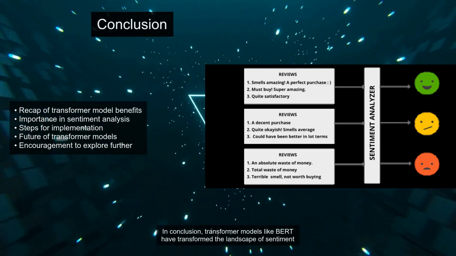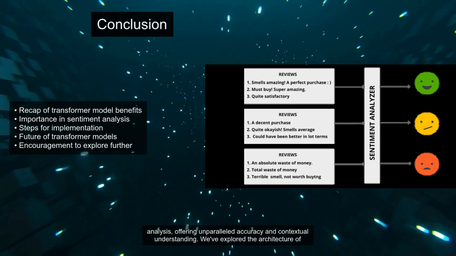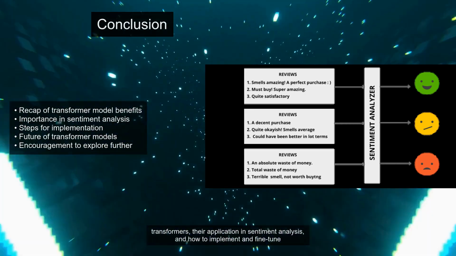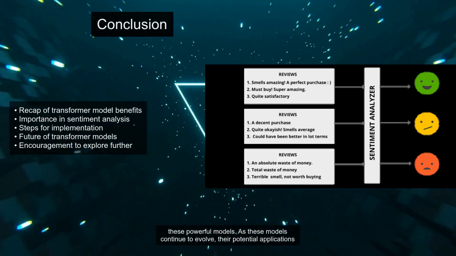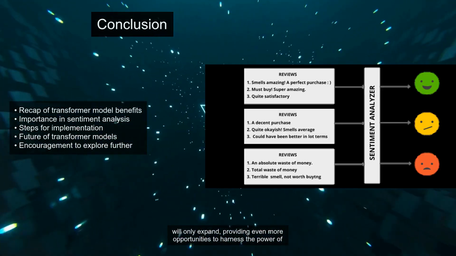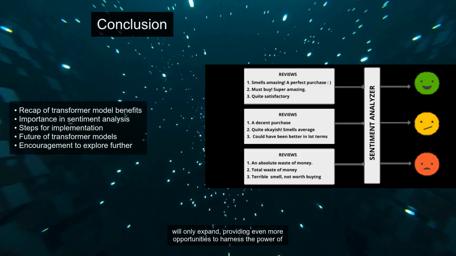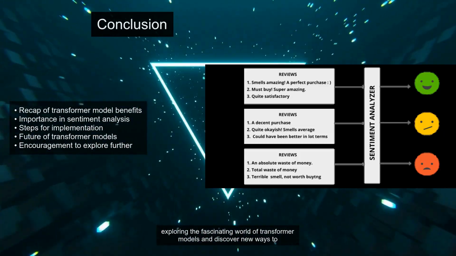In conclusion, transformer models like BERT have transformed the landscape of sentiment analysis, offering unparalleled accuracy and contextual understanding. We've explored the architecture of transformers, their application in sentiment analysis, and how to implement and fine-tune these powerful models. As these models continue to evolve, their potential applications will only expand, providing even more opportunities to harness the power of AI in understanding human emotions and opinions.